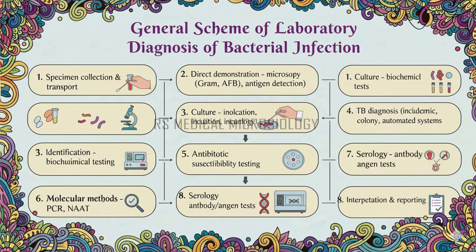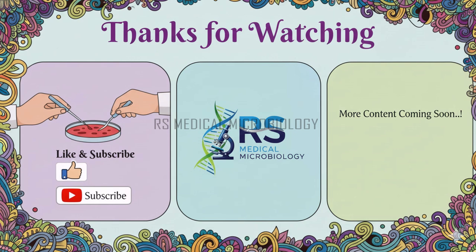So the general scheme, if you want to see: first of all, you have a clinical suspicion, then you have a proper sample collection, then a direct demonstration by microscopy, then culture, then biochemicals, then you will talk about the antibiotic susceptibility testing, your serology and molecular methods, and finally give your result. So this is basically a general scheme of the laboratory diagnosis of bacterial infections.